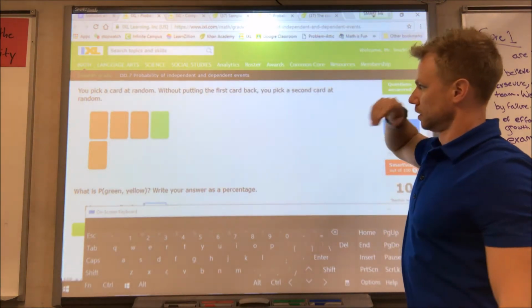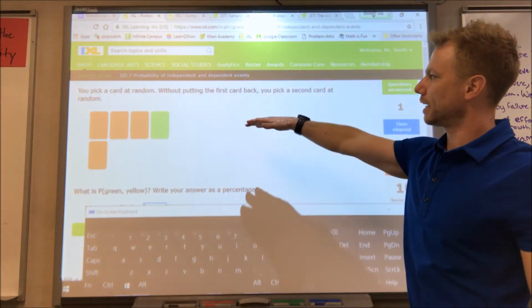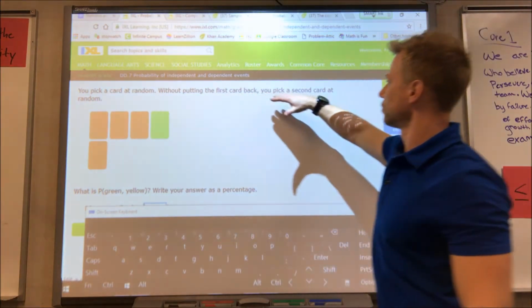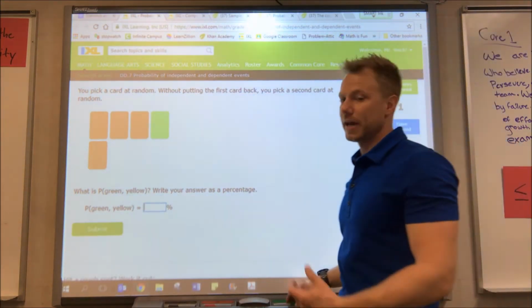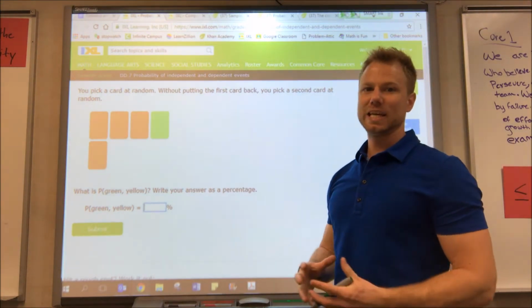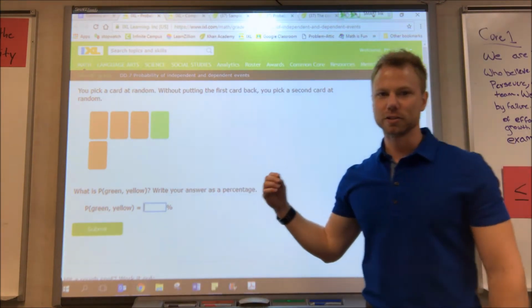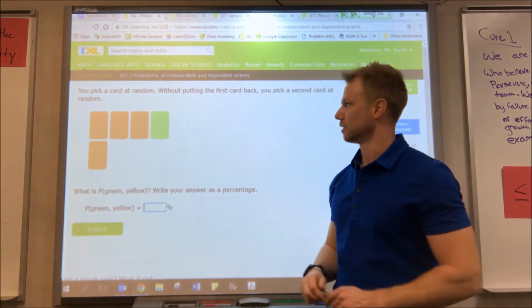All right, you pick a card at random without putting the first card back. You pick a second card at random. Okay, so now this would be dependent. We're going to keep the cards, so that's going to affect what we can get the second time.